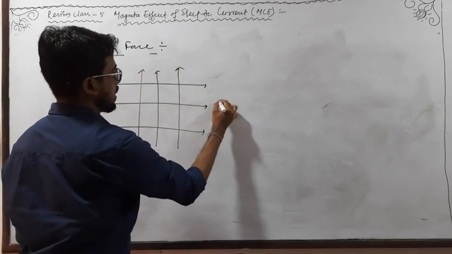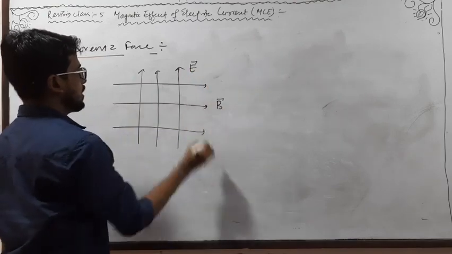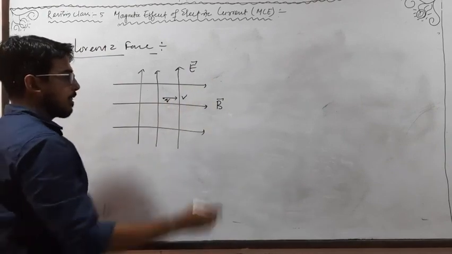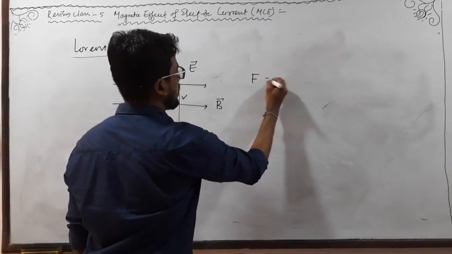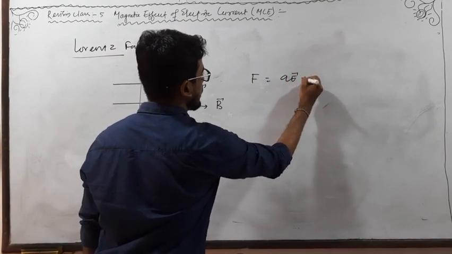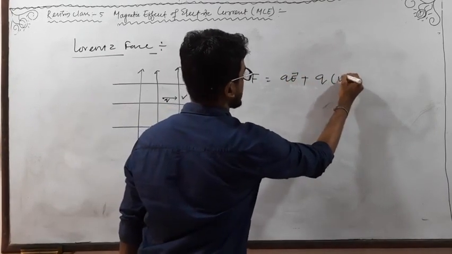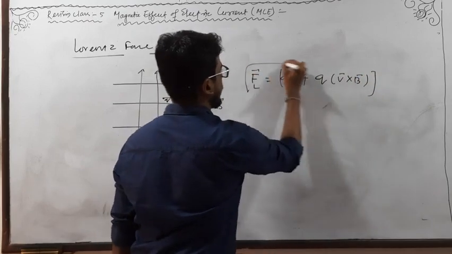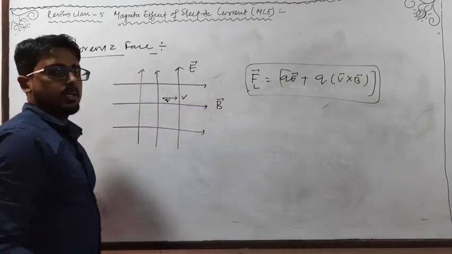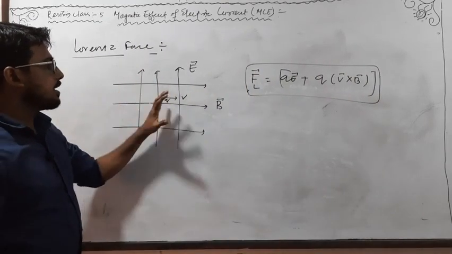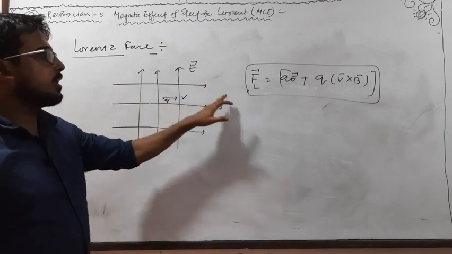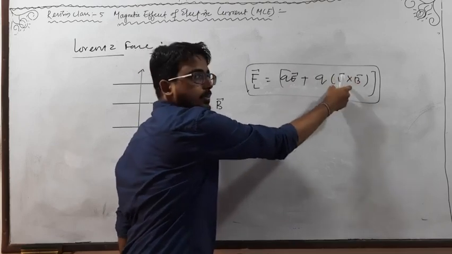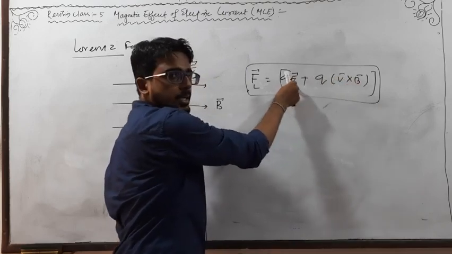If this is the direction of the magnetic field and this is the direction of the electric field, and a charge q is moving along this direction with velocity v, then the net force acting on it will be the force due to the electric field, that is qE, plus the force due to the magnetic field, that is q into v cross B. This net force is known as the Lorentz force, because a moving charge in an external magnetic and electric field will experience force due to these two. If the velocity of the charge is 0, it will experience 0 magnetic force, but a force due to the electric field is there. Clear?